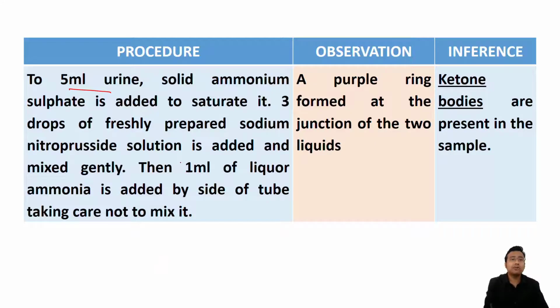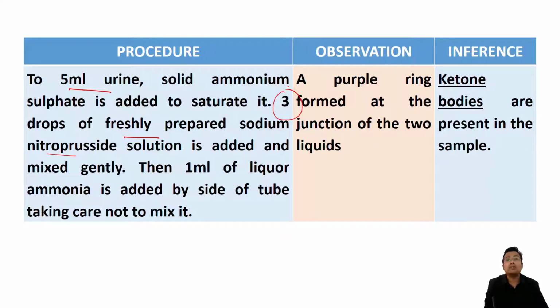Thereafter you need to add 3 drops of freshly prepared sodium nitroprusside solution. See, these are all qualitative tests, means we will say ketone bodies are present or absent. So these 3 drops can be 5 drops depending on your institute, but you should keep the sodium nitroprusside as minimum as possible, right? You shouldn't add 1 ml, that will completely ruin your reaction, right? So first 2 steps we are shaking vigorously. After adding ammonium sulfate, shaking vigorously. After adding sodium nitroprusside, we are mixing very well.